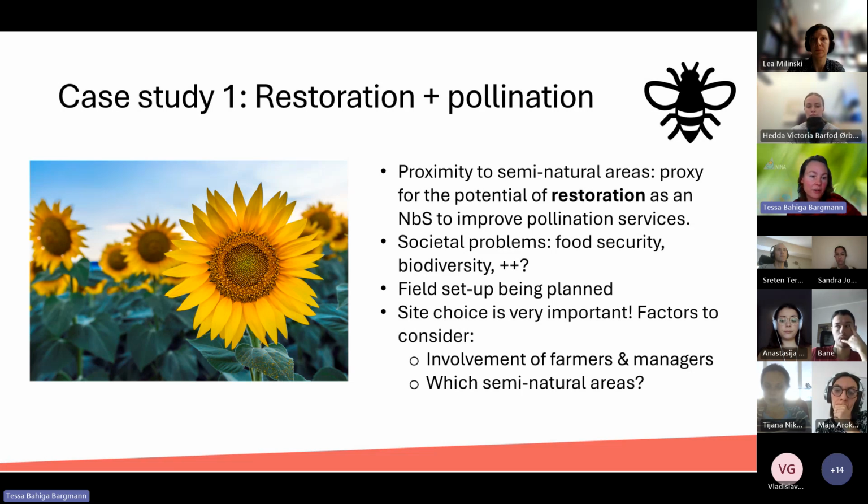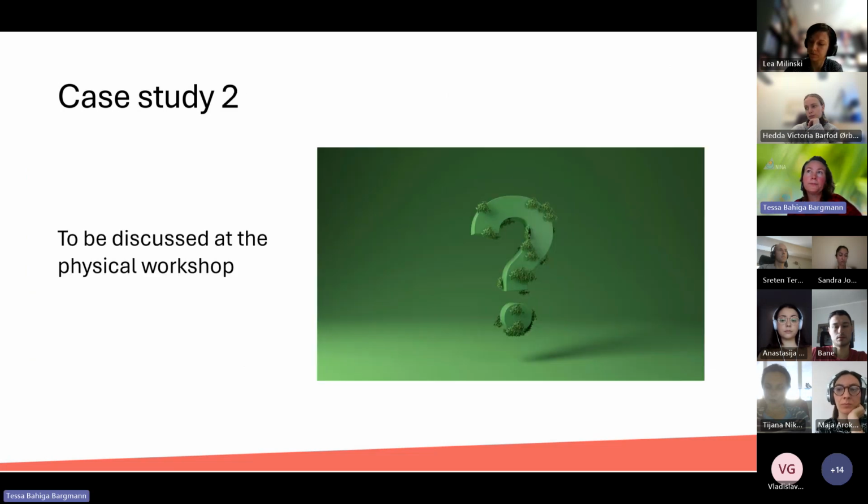We haven't, as far as I know, done anything on site choice, but this is also very important. I don't know if we'll work on that in the physical workshop, but we need to spend some time thinking about it. And of course, how the farmers will be involved within the living lab and the project as a whole. Case study 2 is open. That's a project for discussion at the physical meeting.